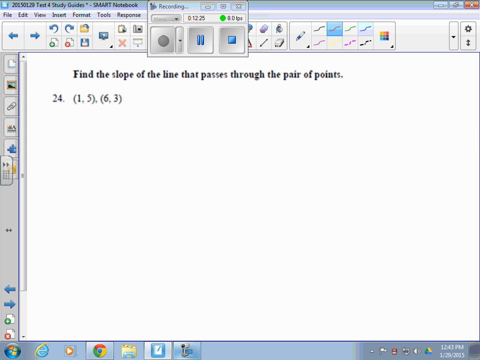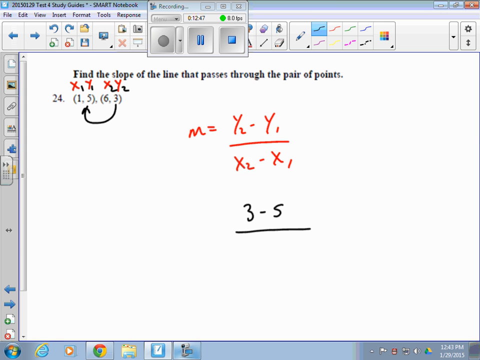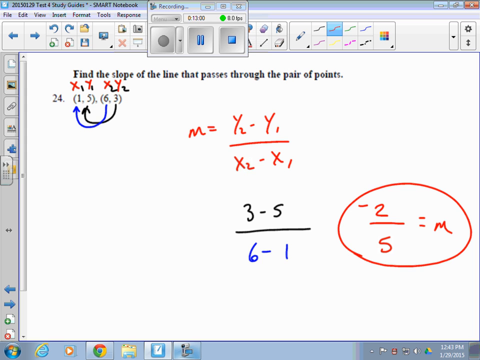24 is finding the slope with 2 points instead of a picture. Your slope is your change of y, y sub 2 minus y sub 1, over x sub 2 minus x sub 1. Plug them in if you need to. Y sub 2 is 3 minus y sub 1 is 5. 3 minus 5 over x sub 2 is 6 minus x sub 1 is 1. 3 minus 5 is negative 2. 6 minus 1 is 5. You can't simplify that any farther. Negative 2/5 is the slope.